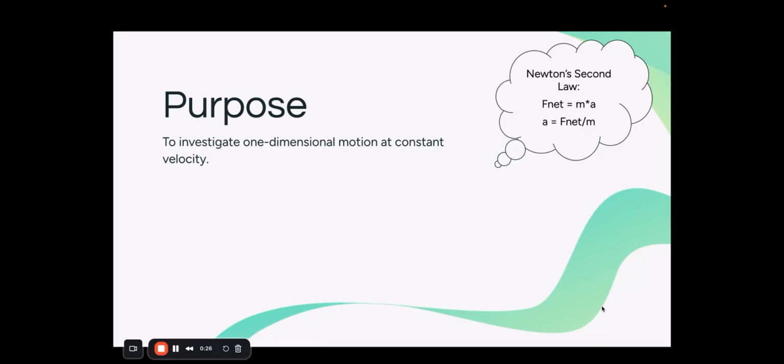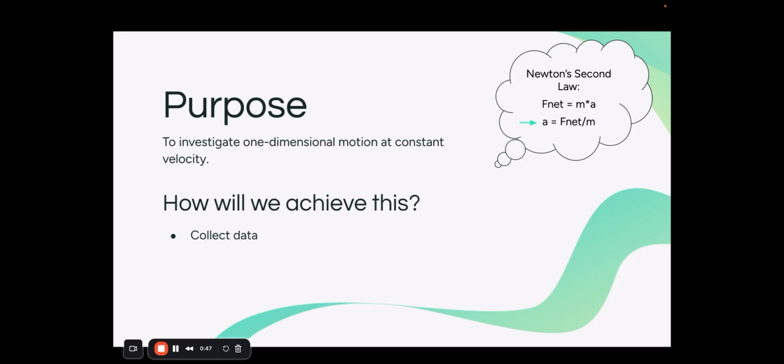A simple rearrangement is possible, and now, Newton's second law states that the acceleration of an object is directly proportional to the net force acting on it and inversely proportional to its mass, which is the definition more applicable to our purpose because constant velocity occurs when the net force is zero and thus no acceleration is present. So, how will we investigate Newton's second law?